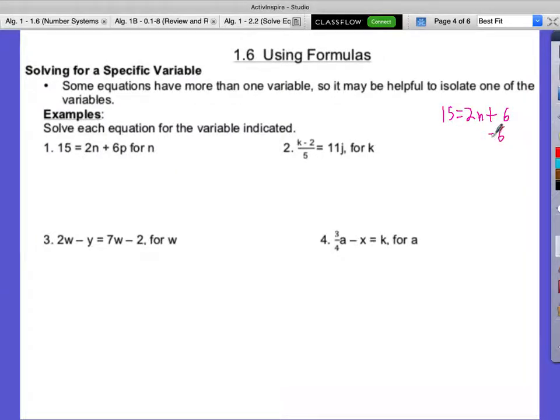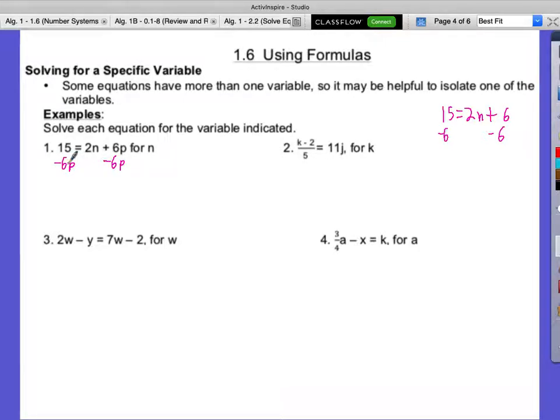Subtract 6, right? So in this case, what would I do here to solve? Subtract 6p. We're going to think of it very similarly. We're going to undo that addition first. Just like you would do in this equation, we're going to undo the addition first.